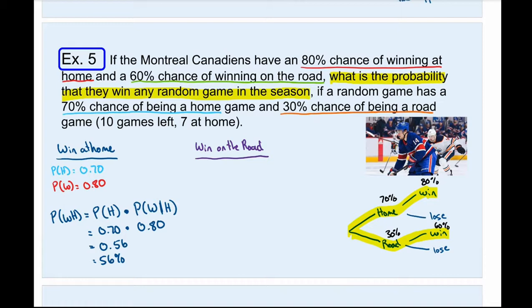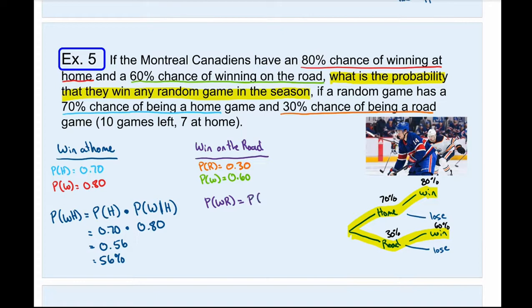For the second scenario, winning on the road, we know that the probability of it being a road game is 30%, as well as the probability of winning on the road is 0.6, or a 60% chance. If I'm trying to calculate the probability of them winning on the road, again, these are dependent events. The chance of winning on the road is dependent on the fact that they play a road game.